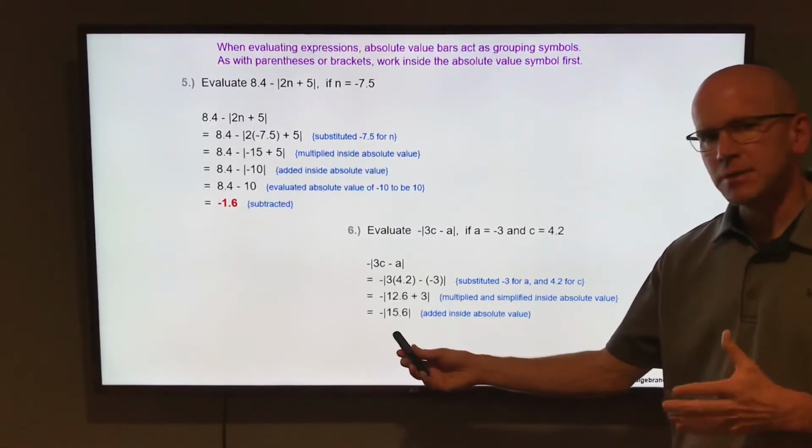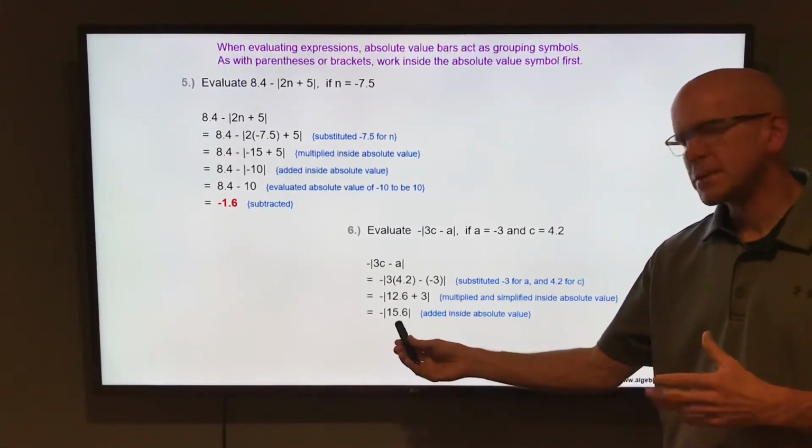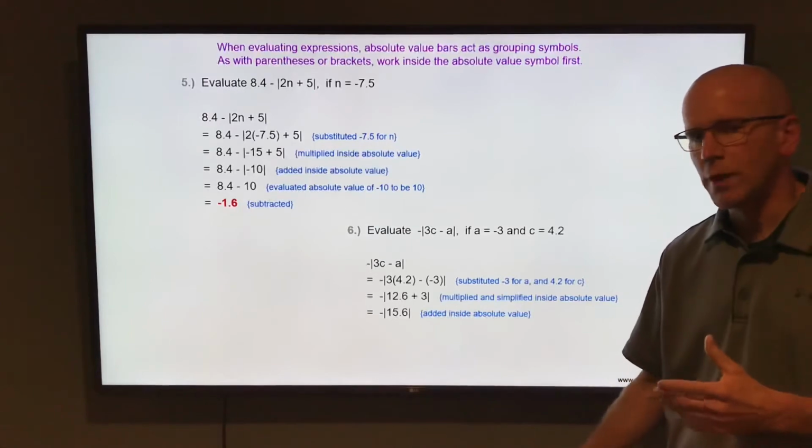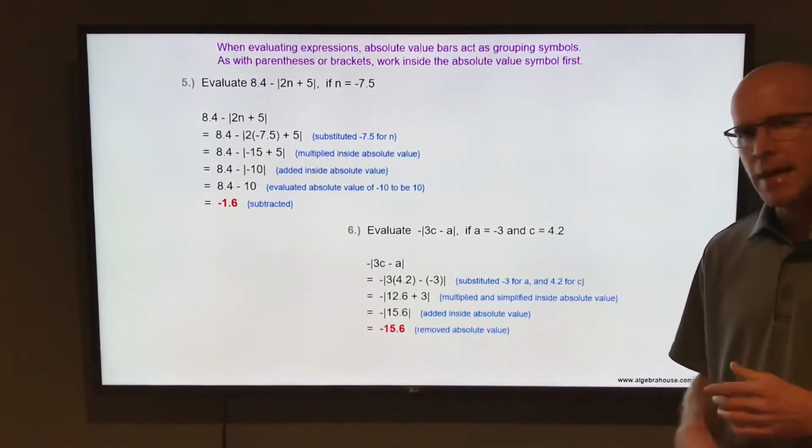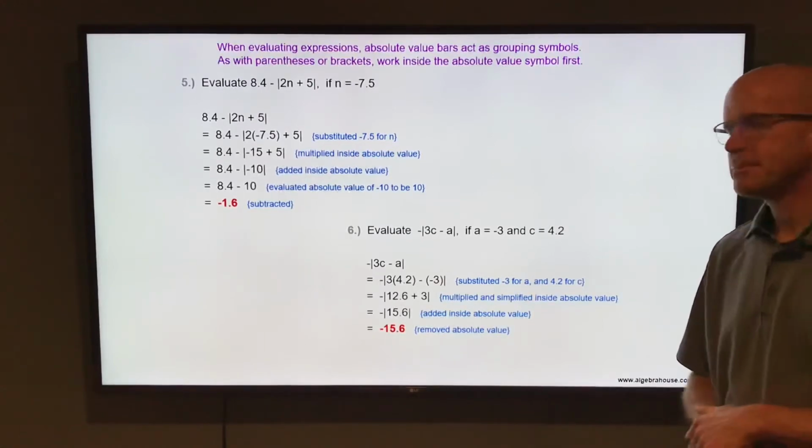Absolute value is distance from 0. 15.6 is 15.6 away from 0. We still have this negative sign out front, so that would be the negative of 15.6.